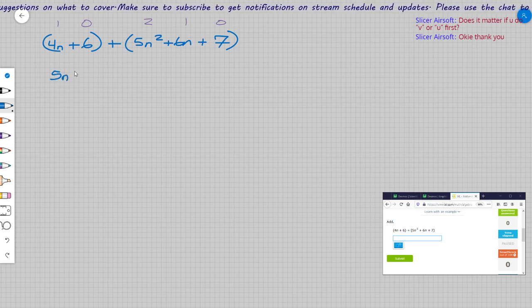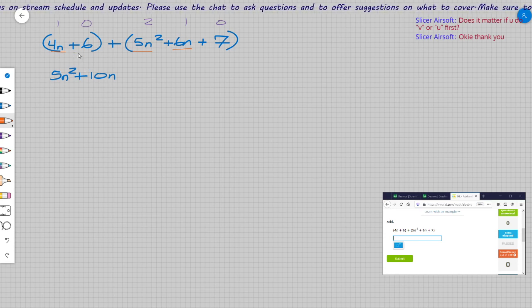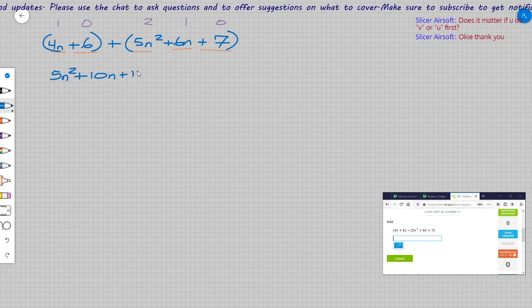So that's going to be 5n squared. So that's taken care of. So then we have our degrees of 1. They both have a variable n. So 4n plus 6n. 4 plus 6 is going to give us 10n. And then we're going to add our constants, our positive 6 and our positive 7. So if we add those together, we're going to get 13.